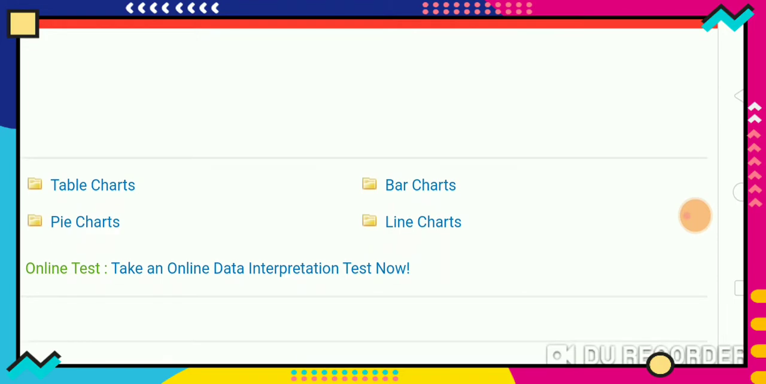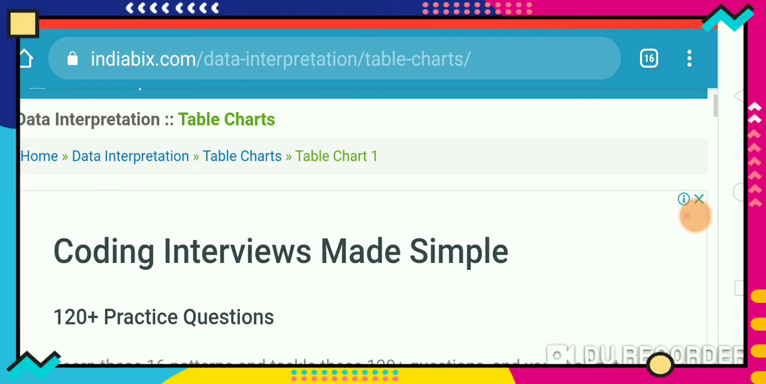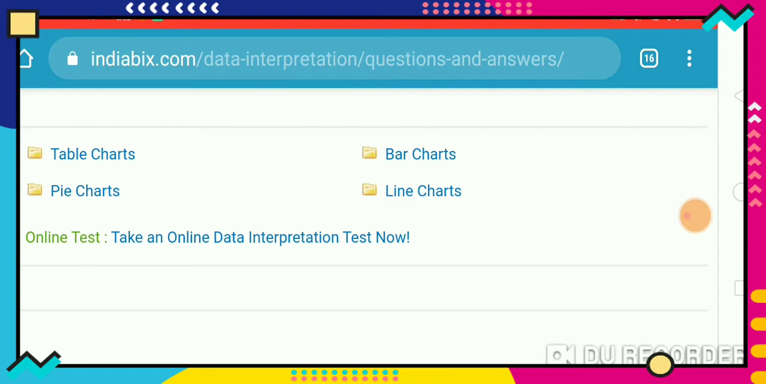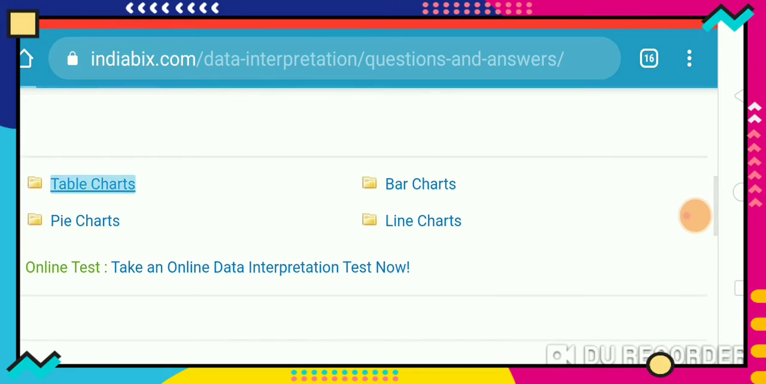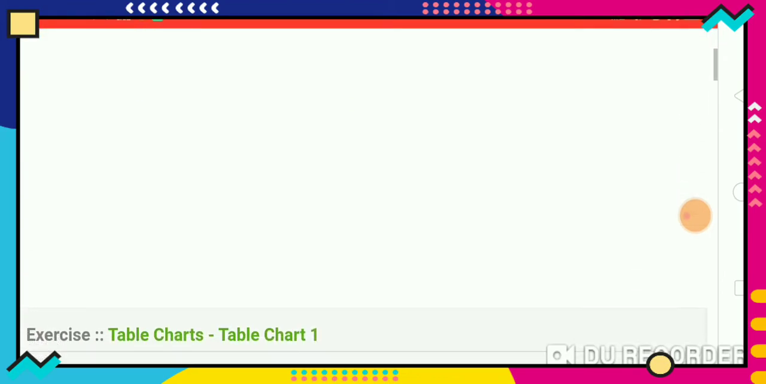First of all, data chart, you click this. You will see four other topics there: pie chart, table chart, bar chart, and line chart. But table chart is more important, because in bar chart and line chart I did not see even a single question. In pie chart I saw maybe one or two questions, but those are very easy. Okay, let's click the table chart. We'll see the table chart concept.